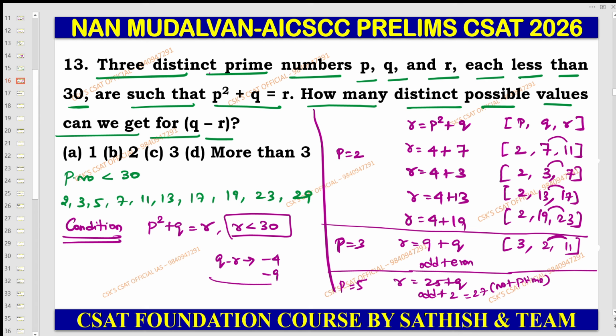So what all is possible for Q minus R? Minus 4 and minus 9. How many distinct possible? 2 distinct possible. So therefore minus 4 and minus 9. 2 only possible here. Everyone understood? So the answer here is B.